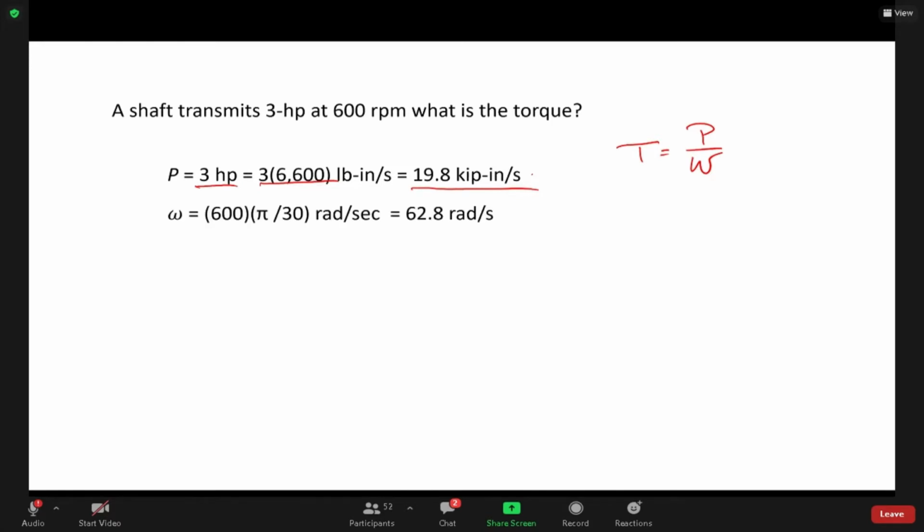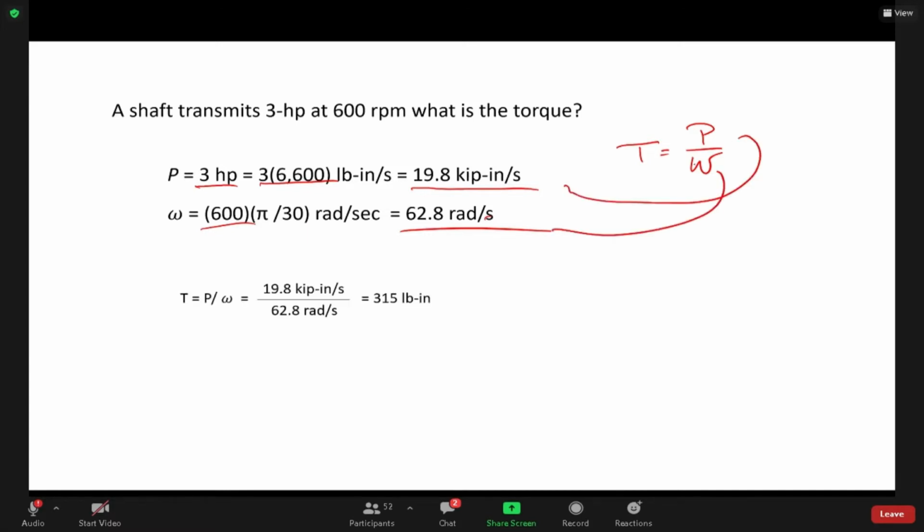Now, similarly, we have to go from RPM to radians per second. We have 600 RPM, and we multiply by the factor pi over 30, which gives us radians per second, or 62.8 radians per second. Then we plug these numbers in, and that gives us the torque. You can see the seconds cancel out. Radians are dimensionless, and this gives us a torque of 315 pound-inches.